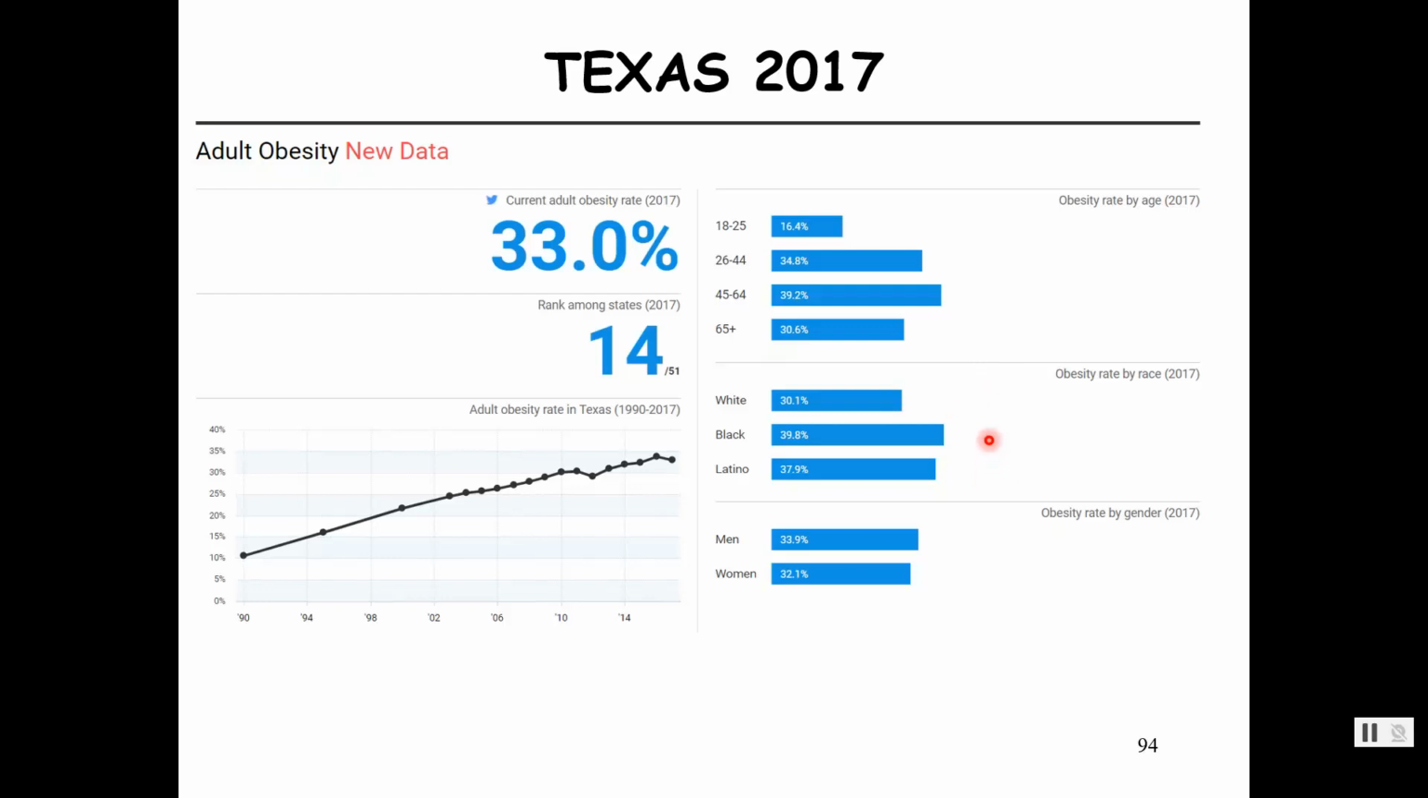They have Blacks and Latinos having higher rates than the white population, and if Asians were on here, they are lower than those four groups. And then men are just slightly more obese than women. So this is just showing you it doesn't hit all people groups the same.